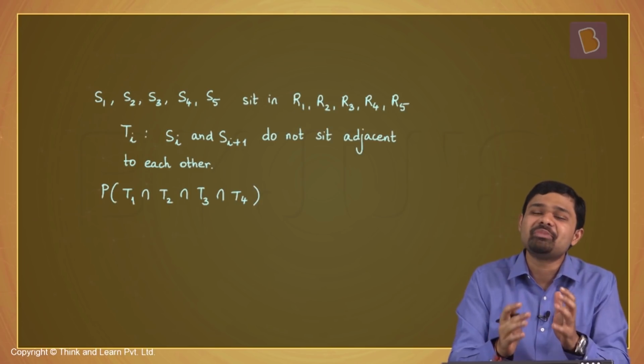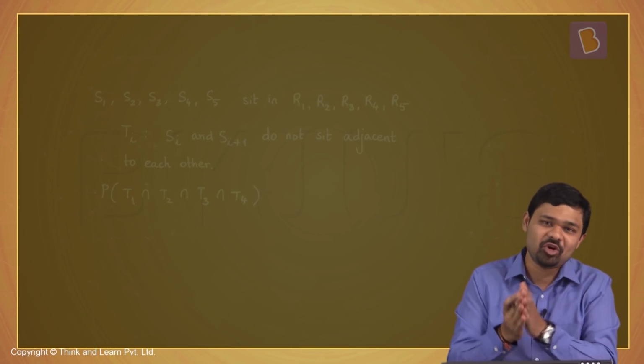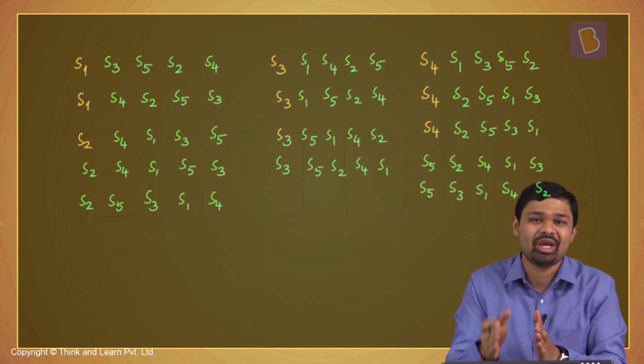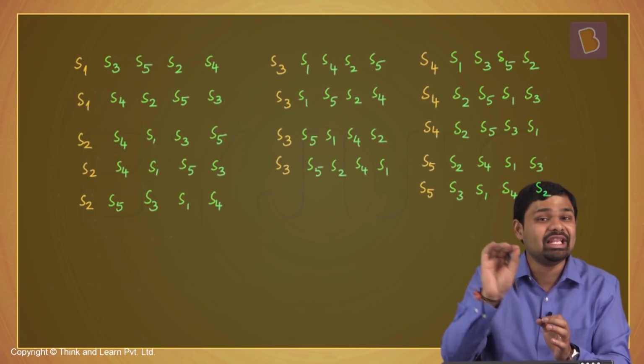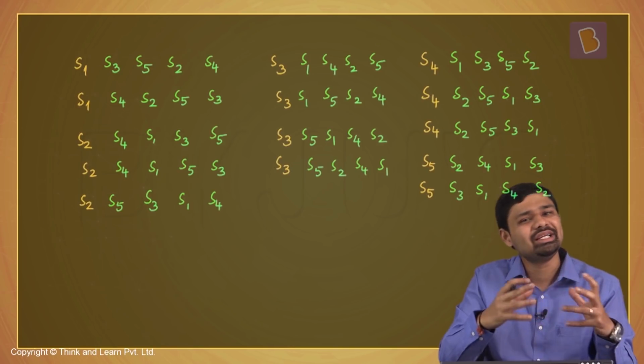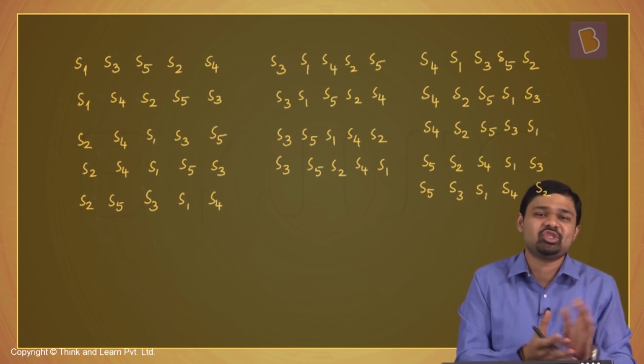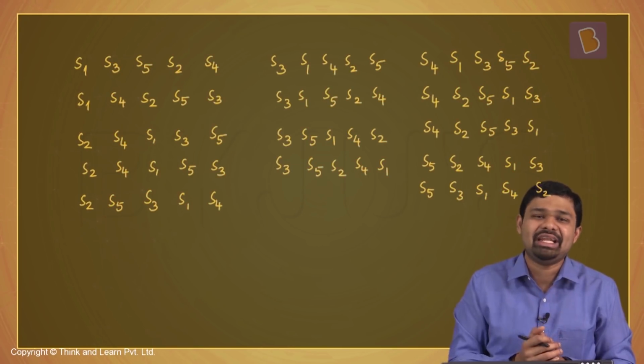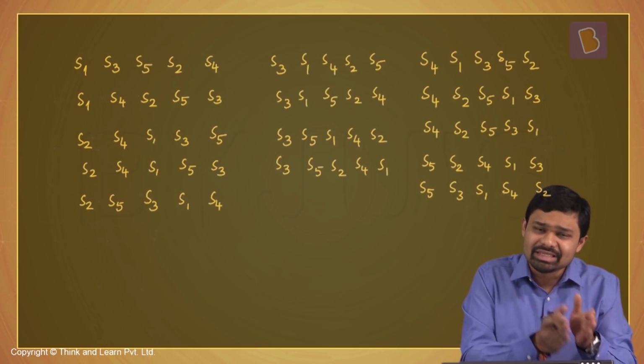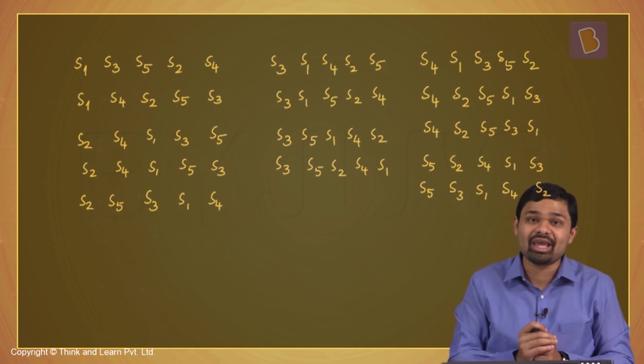So this question could be solved very logically, and what we're going to do is place S1, S2, S3, S4, S5 respectively in the first spot, and then look at what are the different ways in which the other students can be placed. It's not a very tedious process. If you do it neatly, it's going to be very easy to arrive at the answer.